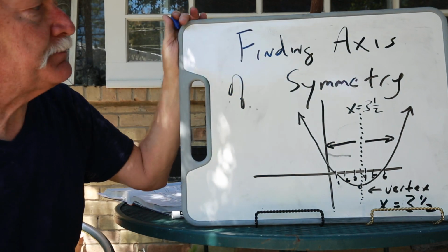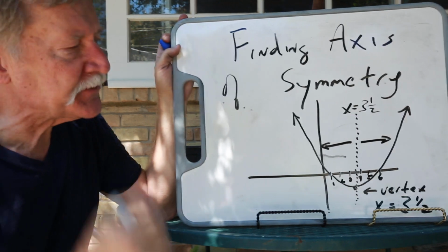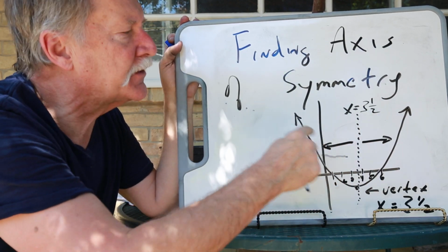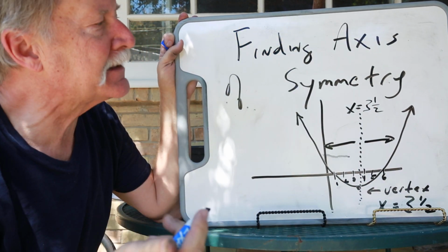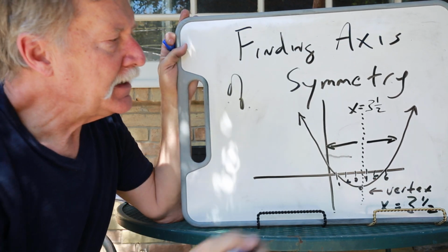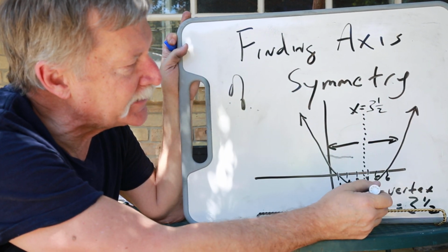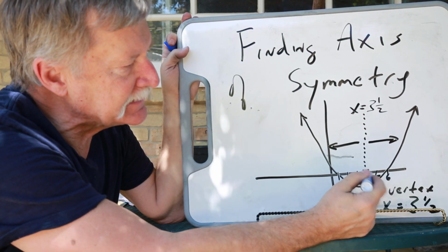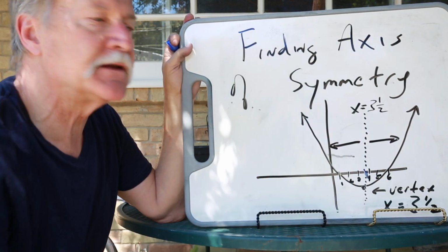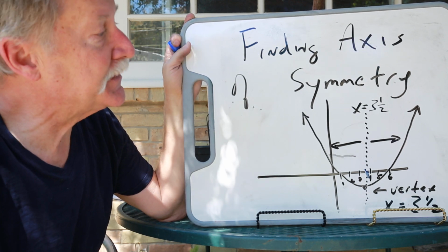parabolas can be described by what is called the axis of symmetry. In other words, parabolas are symmetric. They have a dividing line, and if you fold it on that dividing line, the graph is going to match exactly. That dividing line is called the axis of symmetry. And when you have a parabola, there is one value for x that divides that parabola exactly symmetrically in half. And that is the axis of symmetry.